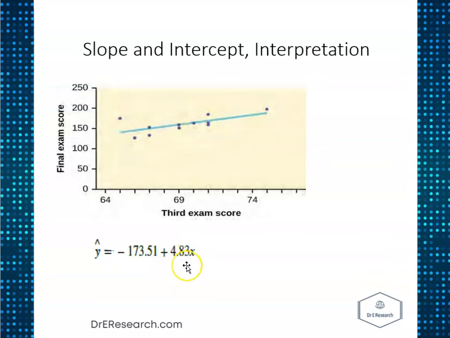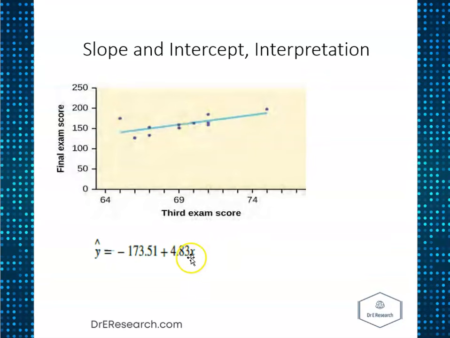In this particular case, the slope is more meaningful. What it basically means is this, okay? I could pick any value, so I put in a 70 in here, 70 times 4.83, and do this negative 173, I would get the value that falls right about there, so something a little over 150. Okay, that allows me to predict.